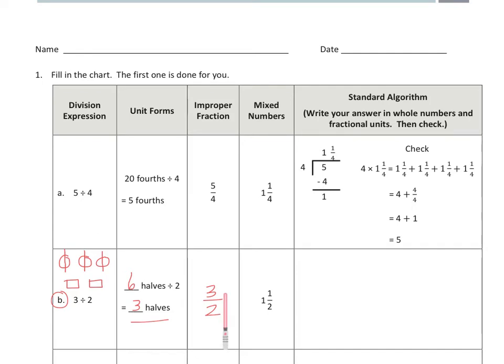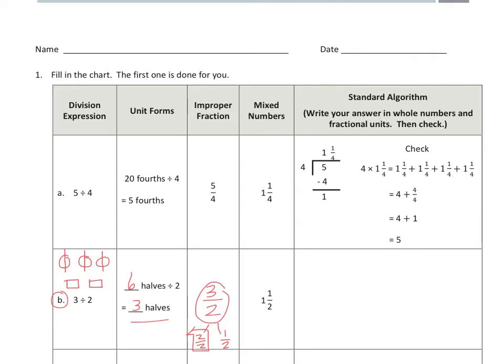But you can also pull out a whole. I can say, okay, 3 halves, I can actually pull out a whole, and that's 2 halves. And then how many halves are left over? I would have 1 half left over. And so this is 1 whole. And so that can tell you that as a mixed number right here, it is 1 and 1 half.